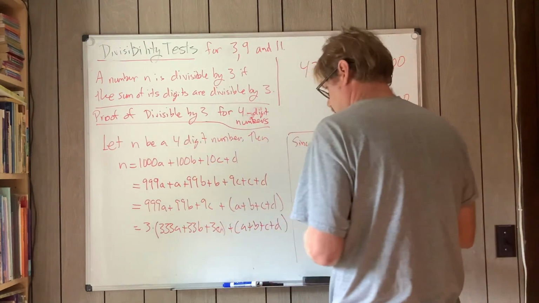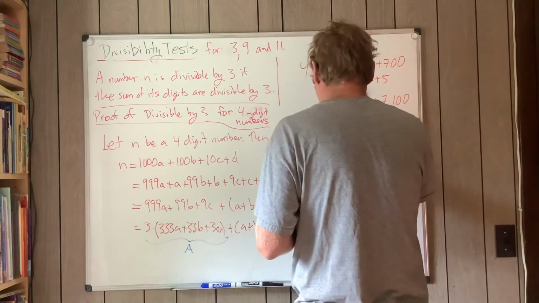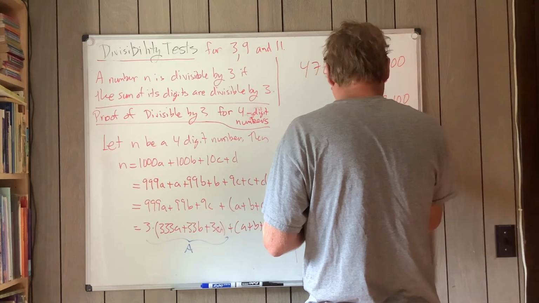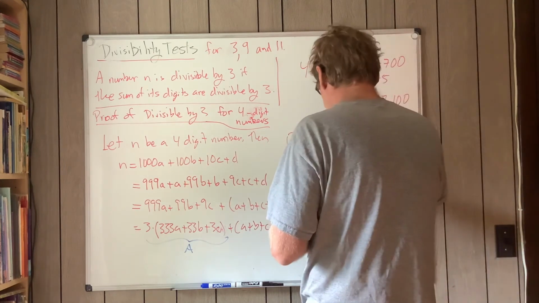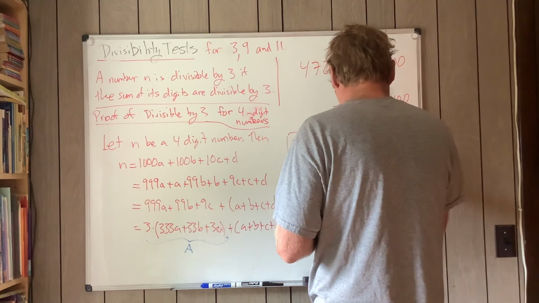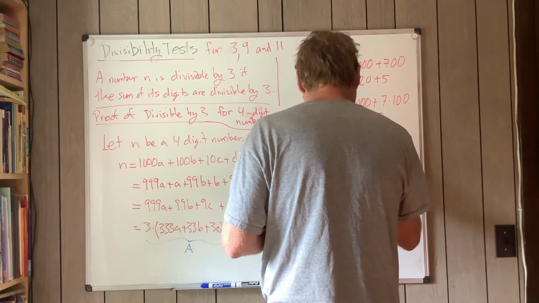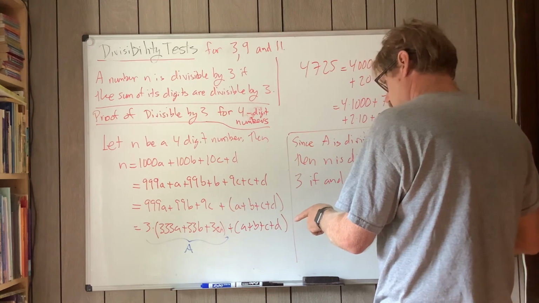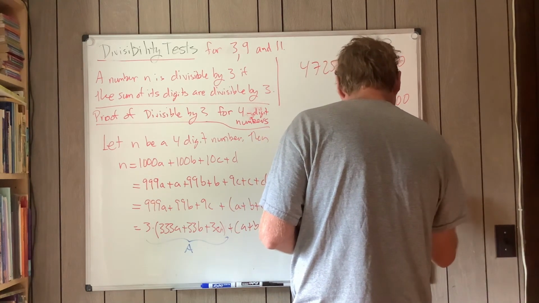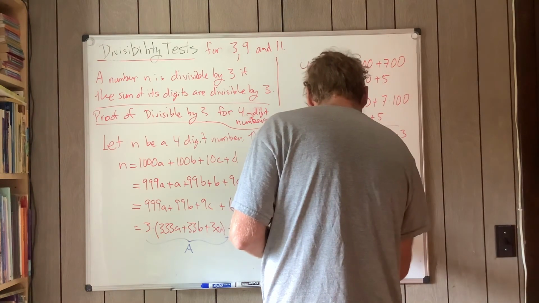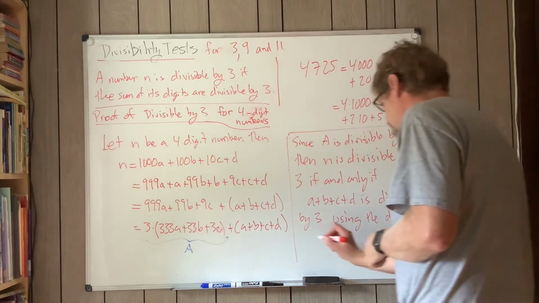Since we call this A here, since A is divisible by 3, then n is divisible by 3 if and only if A plus B plus C plus D is divisible by 3, using the divisibility lemma.